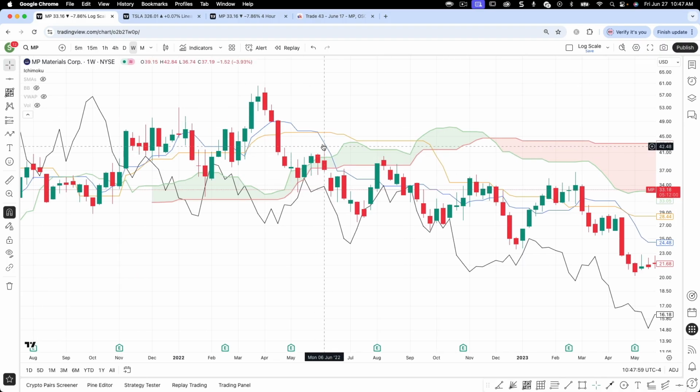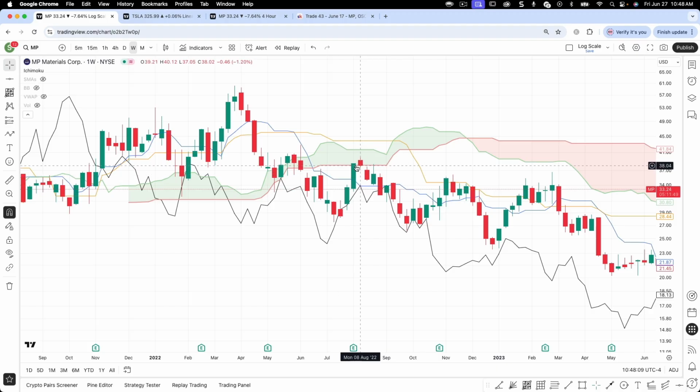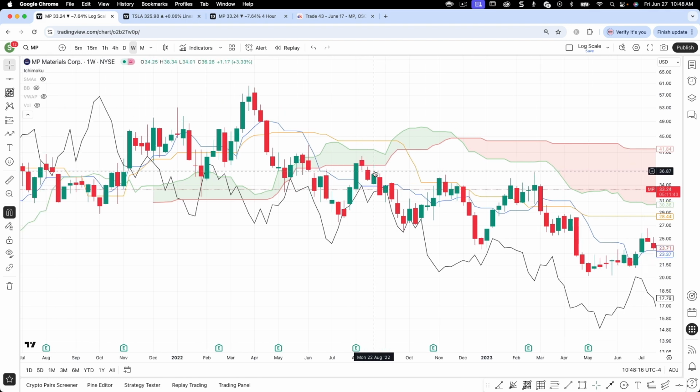So when it retested here and got rejected from the conversion line, that could have been another confluence that things are not going too well. Then we broke down, rejected again here. Here we tried to back enter the cloud, rejected. So we've got resistance around the cloud. So there's more confluence that things are not looking good.